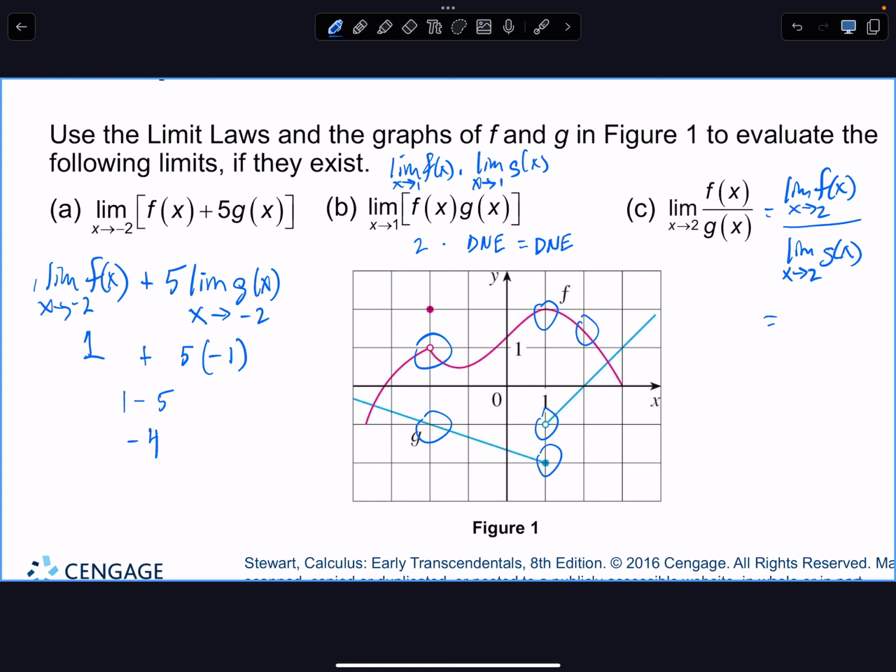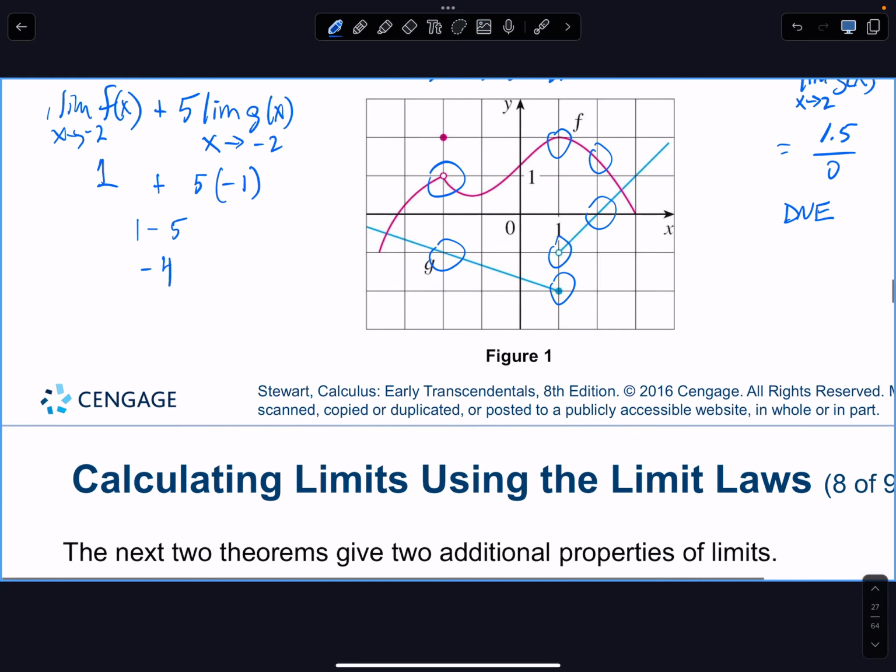Why don't we just put that aside then, for now? Did somebody say 1.5? Yeah, basically. What about g? The limit? Yes, it is crossing the x-axis, so it's 0. So what's happening there? What's our answer? Undefined, does not exist? Yes, for that reason.